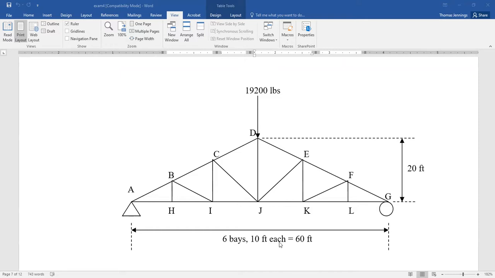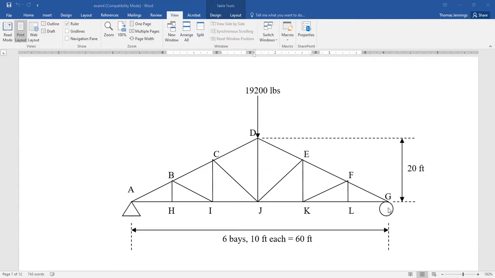So you don't actually have to formally work out the reactions at the supports. You certainly could do your sum of forces in the x and the y direction, sum of moments about a point. Or you could just say, this thing's loaded in the middle. It's symmetric. Everything looks the same left to right. It makes perfect sense that this 19,200 pound load is going to be split evenly between A and G. So we don't really need to solve the external problem by going through the algebra and the analysis.